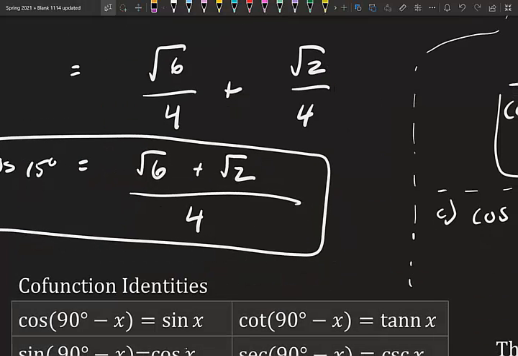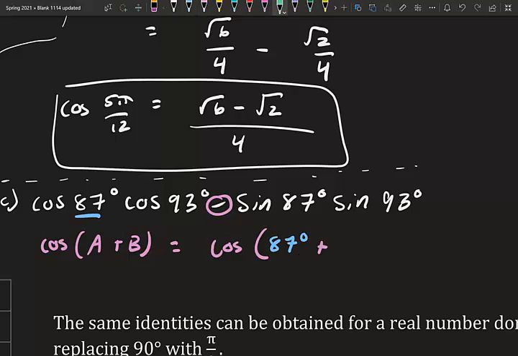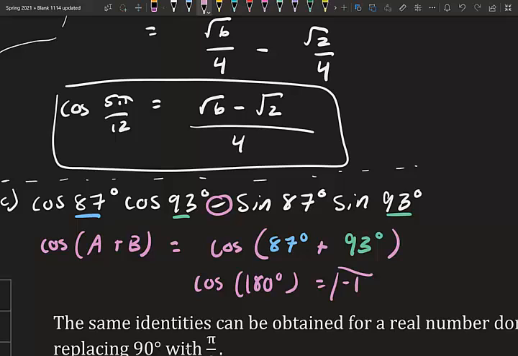Since we have cosine, cosine minus sine, sine, that means this originally came from cosine of A plus B, because of the minus. The A and the B are the numbers that we're given. So we have A, which is 87 degrees, and we add that to B, which is 93 degrees. We do 87 plus 93, and we get cosine of 180 degrees, which we can simplify because 180 is on the unit circle. Since it is on the unit circle, we get -1.